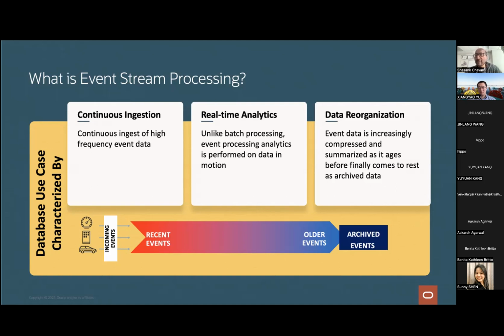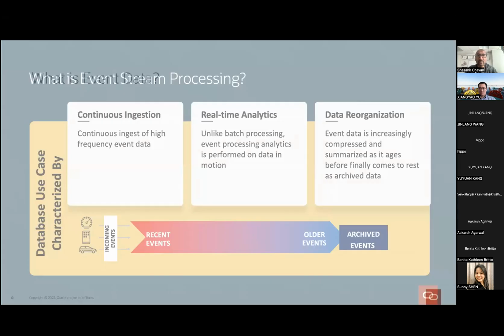And then the last part is data reorganization. And here the idea is, because you've ingested so much data, over time you're not going to be able to keep that data either in memory or flash or whatever. You want to be able to move it off to colder storage. And you want to be able to compress it or summarize it so that when the data is at rest, you can still store as much data as possible. Okay, so that's the high level. What is event stream processing?